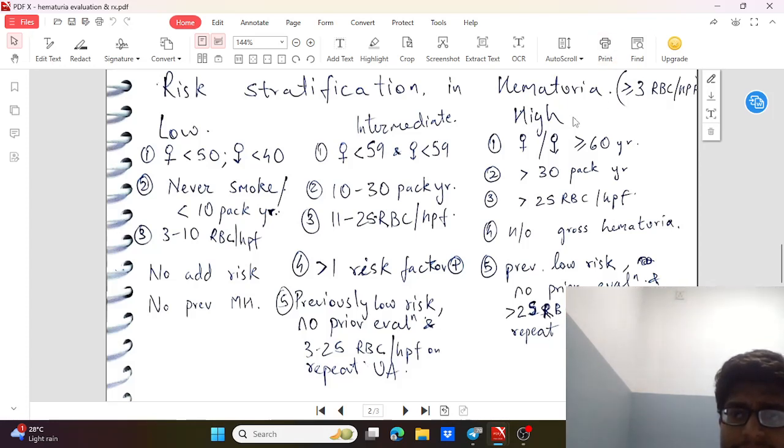Then coming to high risk, when the age is more than 60 in both sexes, more than 30 pack years of smoking, more than 25 RBC per high power field, history of gross hematuria, and previously low risk with no prior evaluation, and more than 25 RBC per high power field. So all these will come under high risk hematuria, and we have to consider CT Uro and cystoscopy as per need for further evaluation and management.